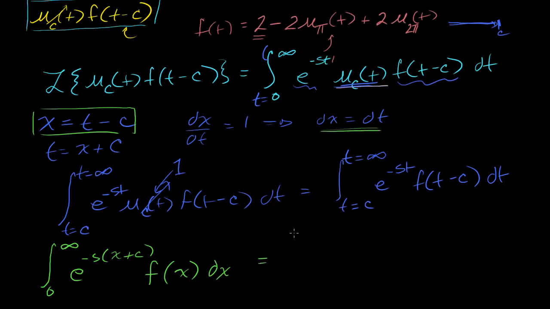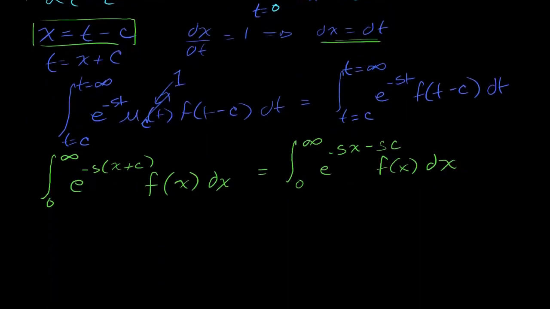So what is this equal to? This is equal to the integral from 0 to infinity, let me expand this out, of e to the minus sx minus sc times f of x dx. Now what is this equal to? Well, we could factor out an e to the minus sc and bring it outside of the integral, because this has nothing to do with what we're taking the integral with respect to. So let's do that. Let me take this guy out.